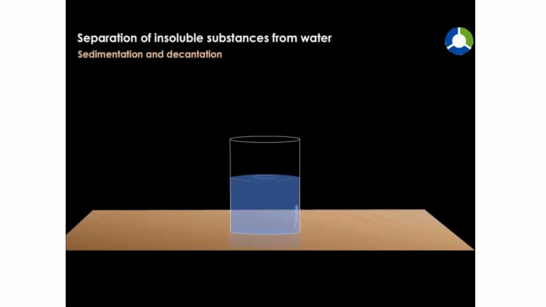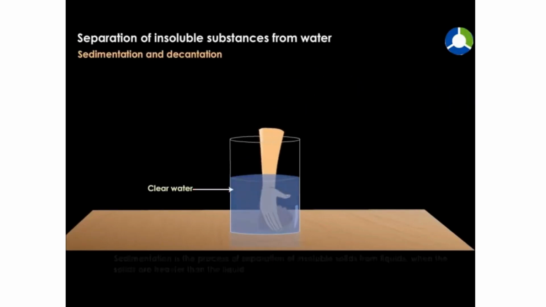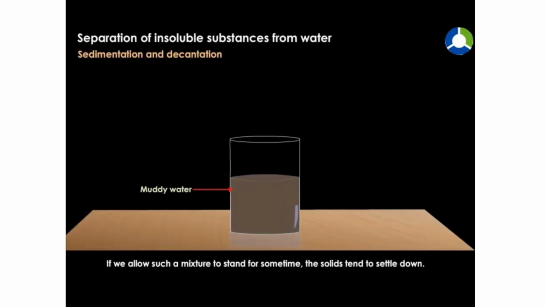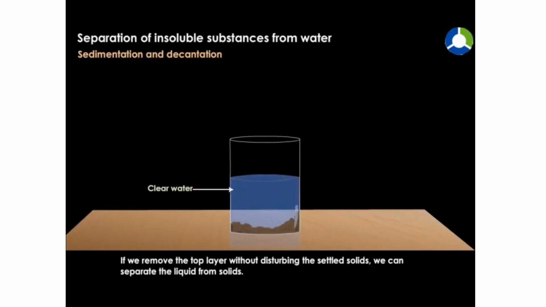Sedimentation and decantation. Sedimentation is the process of separation of insoluble solids from liquids when the solids are heavier than the liquid. If we allow such a mixture to stand for some time, the solids tend to settle down. The liquid forms a clear layer at the top. If we remove the top layer without disturbing the settled solids, we can separate the liquid from solids.